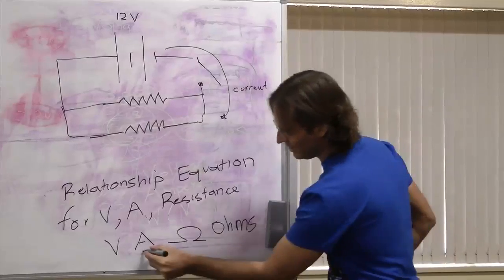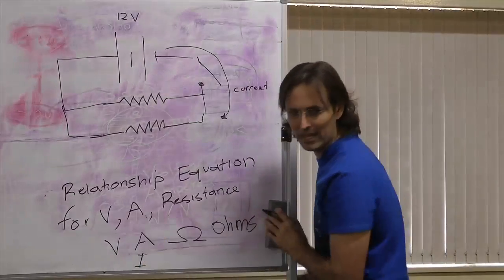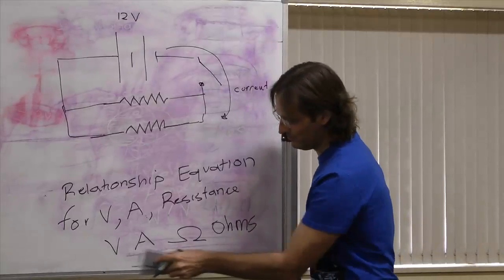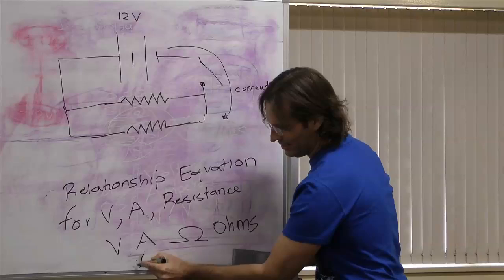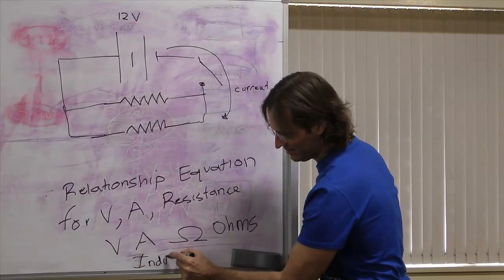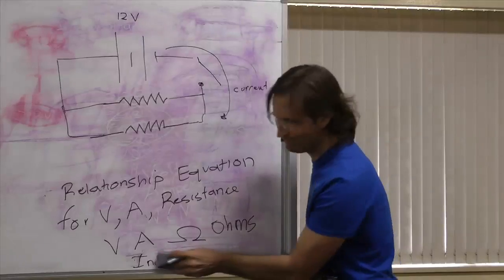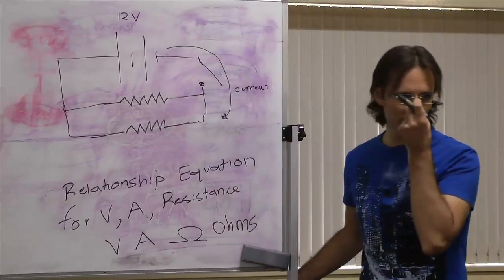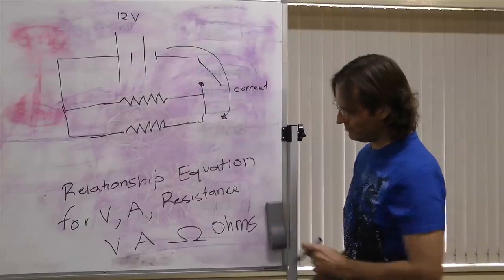But for people researching, current sometimes might be I as well? Yes, it can be, but usually A for amperes. I is usually another measurement called inductance. So it's best that we stick to what.